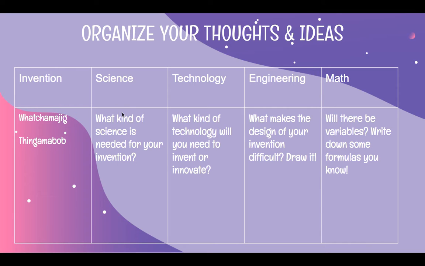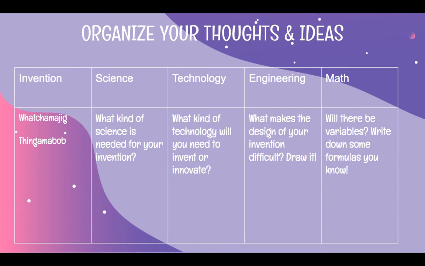So science, what kind of science is needed for your invention? You have all found a problem and you've come up with a solution. So you've found a problem and you came up with a hypothesis. You are also going to be testing and problem solving. All of those are examples of the ways that science comes into play when you're creating something for your dream invention project.